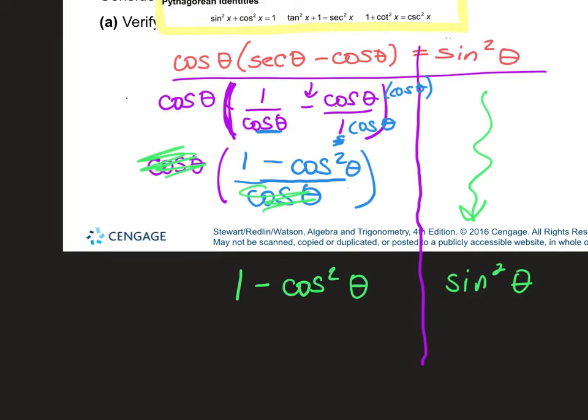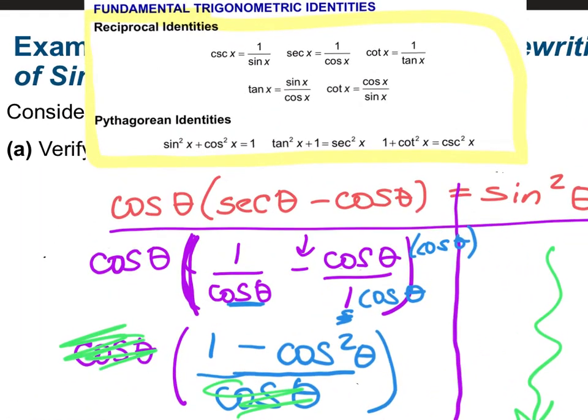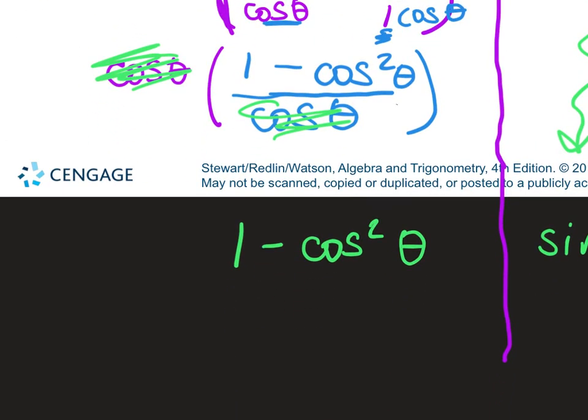Let's look up at our identities. Do you see any of those Pythagorean identities? I went there because I have something squared and I have a plus or minus 1. Do you see anything in those identities that has a sine squared, a cosine squared, and a 1? This one right here, correct? You're going to use this identity a lot. So I'm going to rewrite that off to the side here. I just want to look at it for a second. It says sine squared theta plus cosine squared theta equals 1.